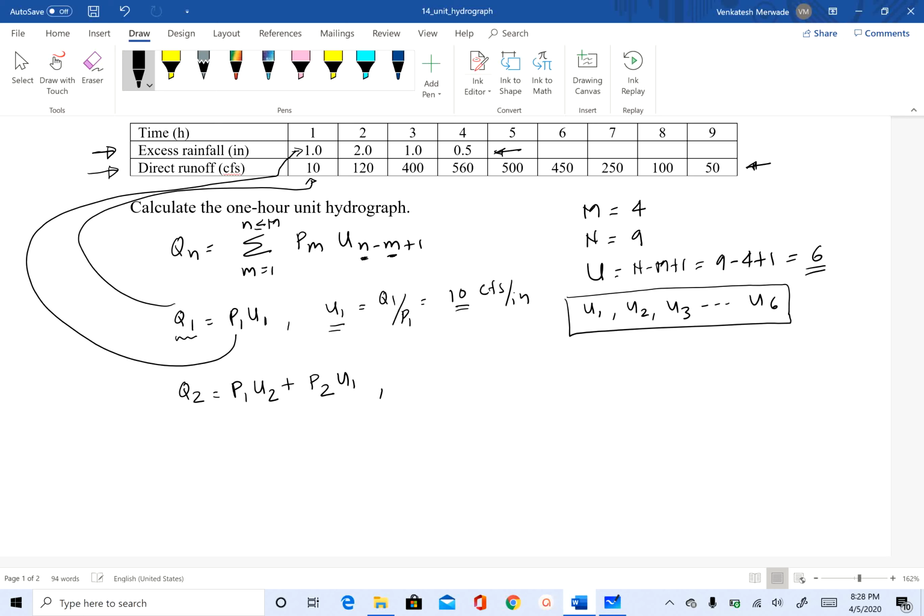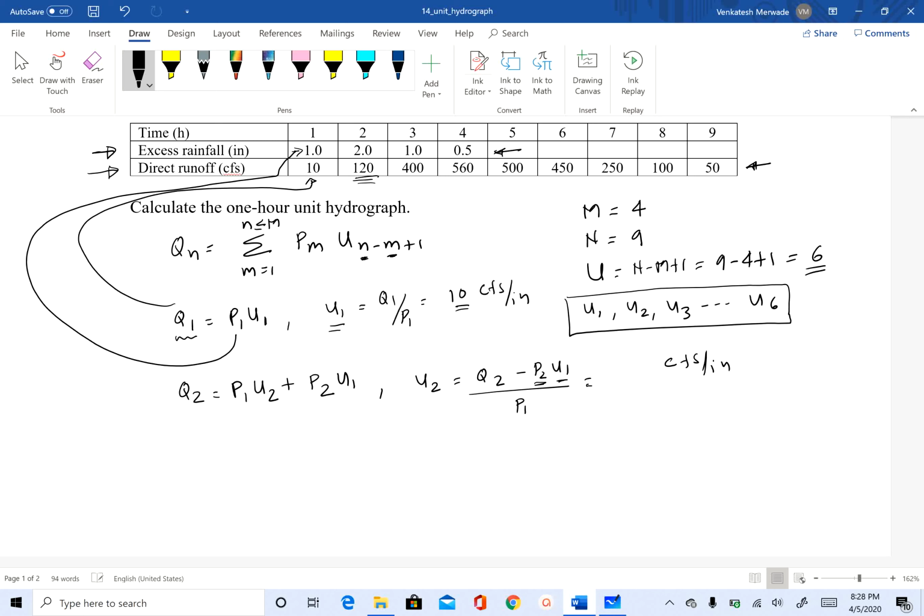So U2 is equal to Q2 minus P2 U1, divided by P1. Q2 is known, which is 120 CFS. P2 is known, which is 2 inch, and U1 is also known, which is 10 CFS per inch, and P1 is 1. So you can solve that and you can get a value for U2, in CFS per inch.